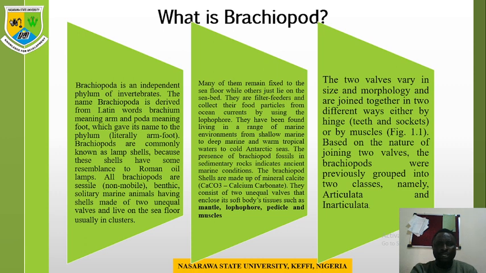The brachiopod shells are made up of the mineral calcite. They consist of two unequal valves that enclose its body tissue, such as the mantle, the lophophore, the pedicle, and the muscles. The two valves vary in size and morphology and are joined together in two different ways, either by hinge or by muscles. So based on the nature of joining the two valves, the brachiopods were previously grouped into two classes, that is the articulata and the inarticulata.